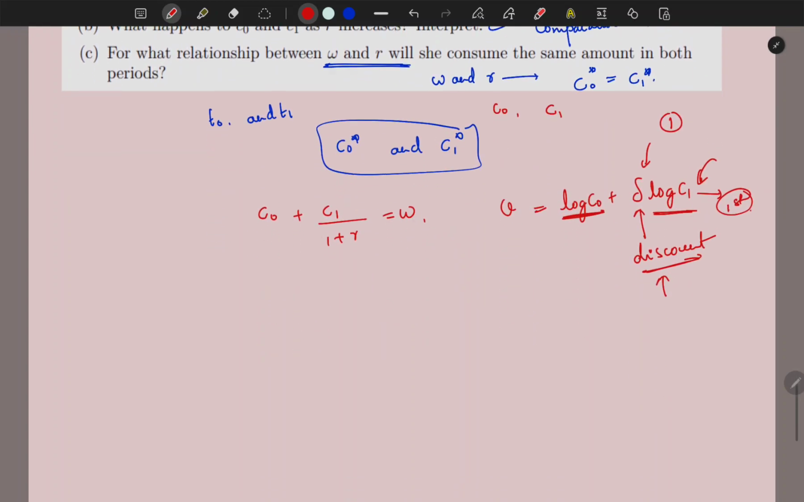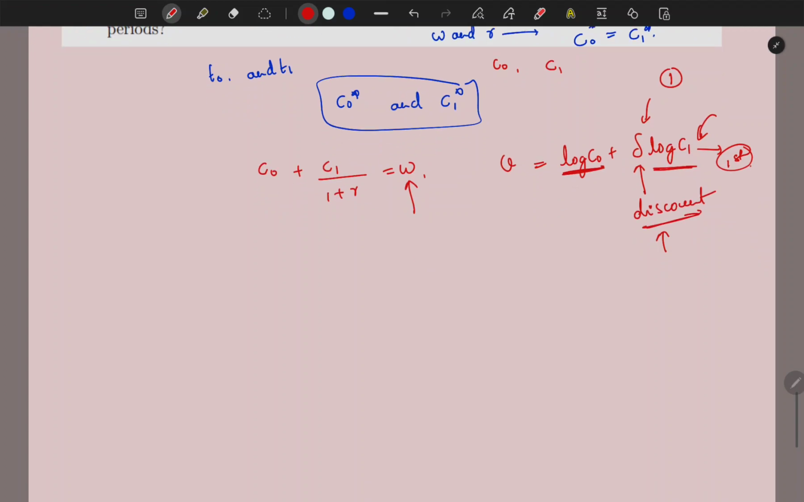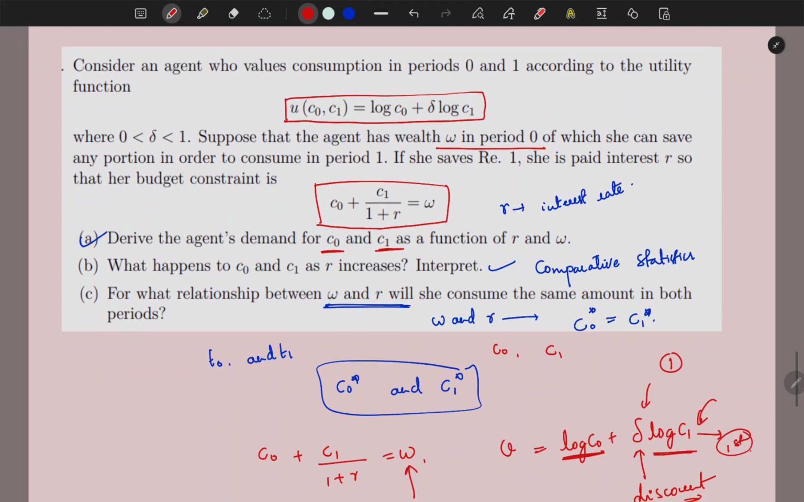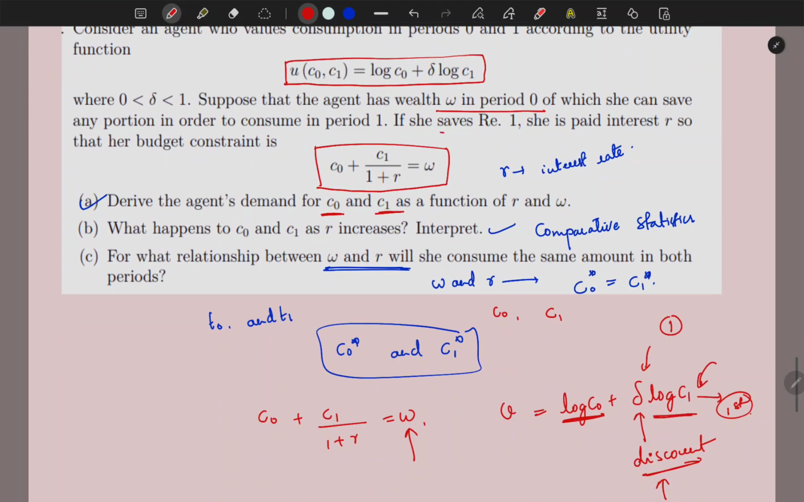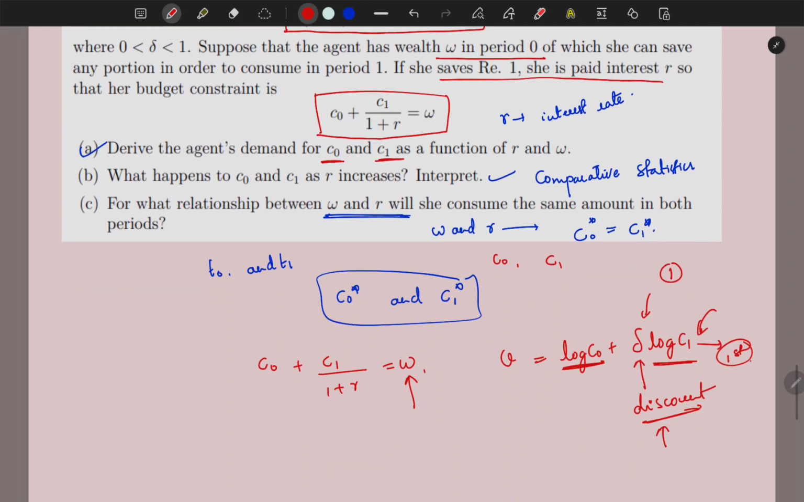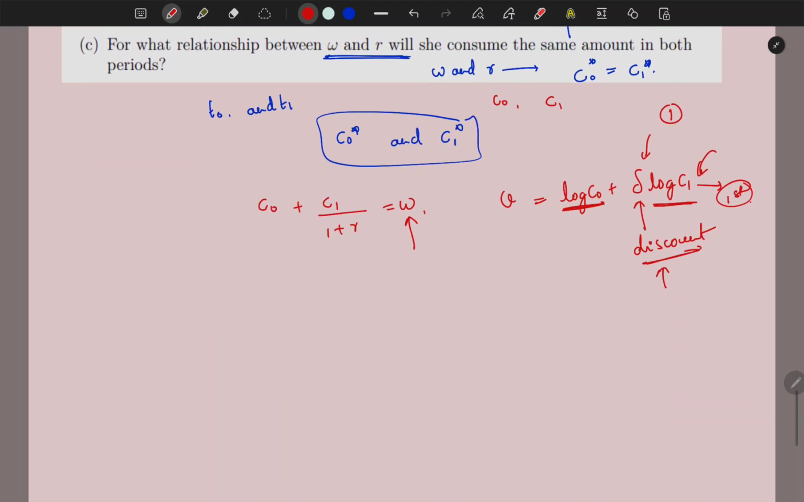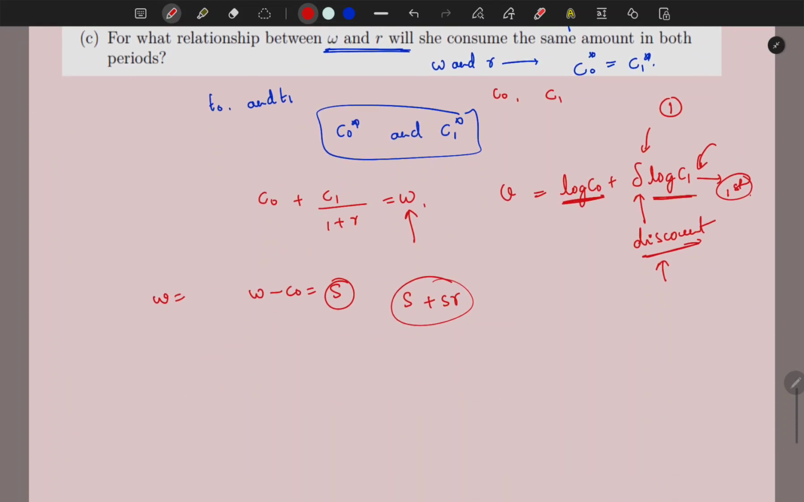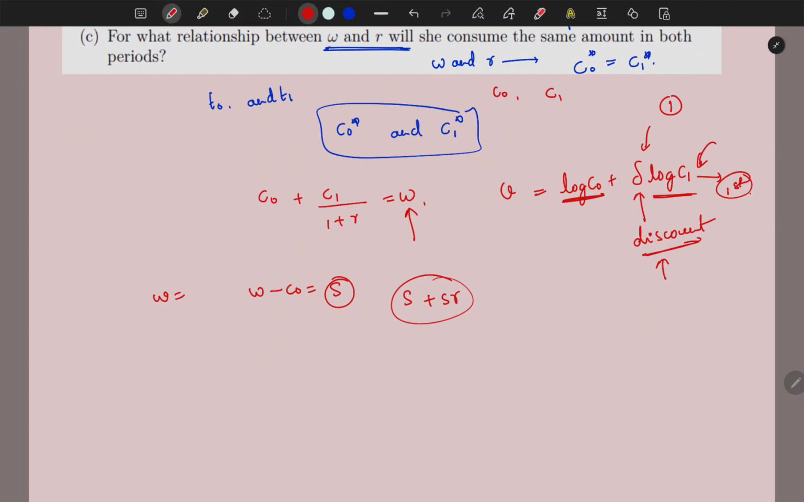Now the wealth he has is only W. It's not changing in this case; it's not like W0 plus W1. He's not earning anything other than this wealth present in period 0. They also talk about the interest rate: if he saves anything, W minus C0, whatever is remaining, he earns interest on it. But these extra variables are not necessary for us.